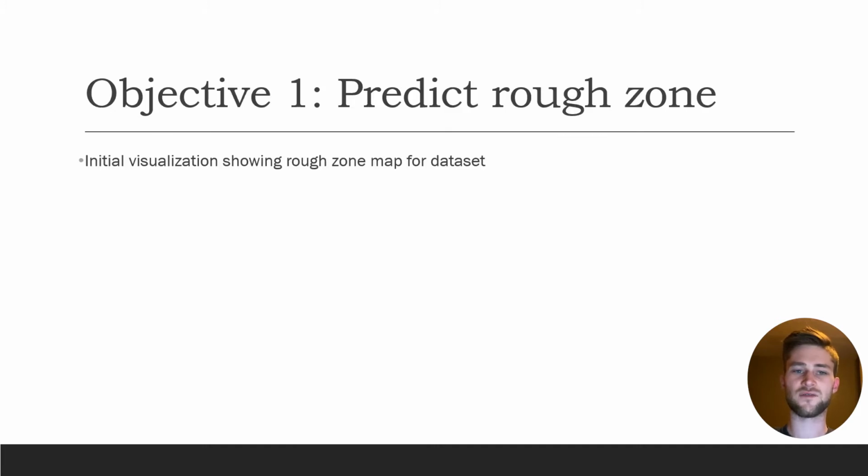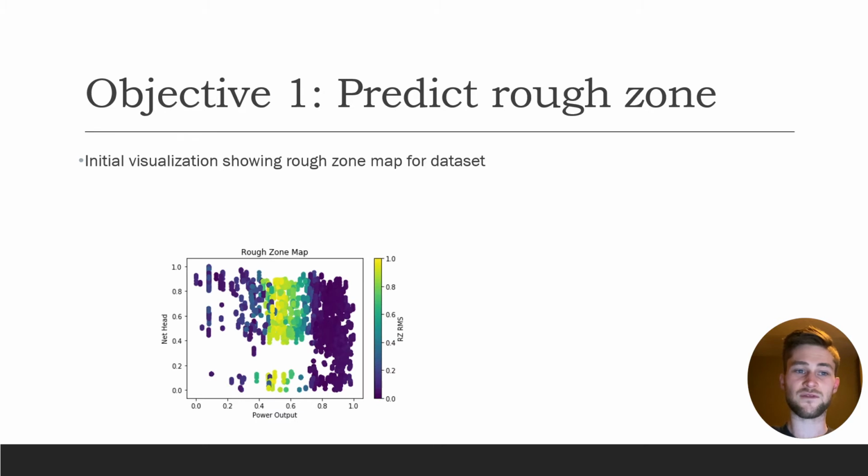So the first objective was to predict rough zone. Here's an initial visualization showing a rough zone map for a data set. Rough zone maps are typically used to determine safe operating ranges for the generator. You can see we have net head on the y-axis, power output on the x-axis, and rough zone RMS as each point's shading. As you can see, net head does have an effect on power output.